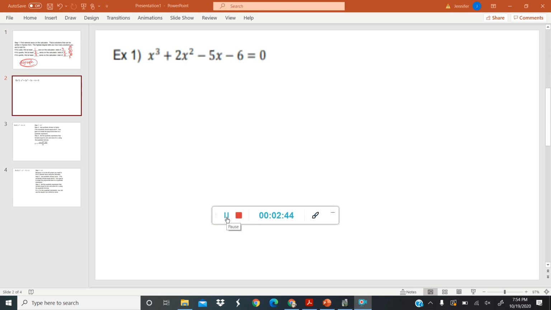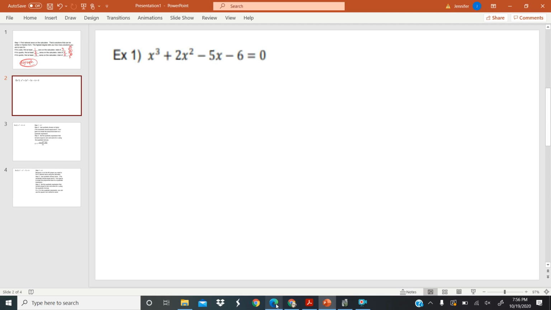Okay, so here's example 1, and like I said, I always want you to start by graphing. I'm going to graph these on Desmos, so let me get that pulled up real quick. Our equation for our first example is x cubed plus 2x squared minus 5x minus 6 equals 0, and we're looking for all of the solutions to that.